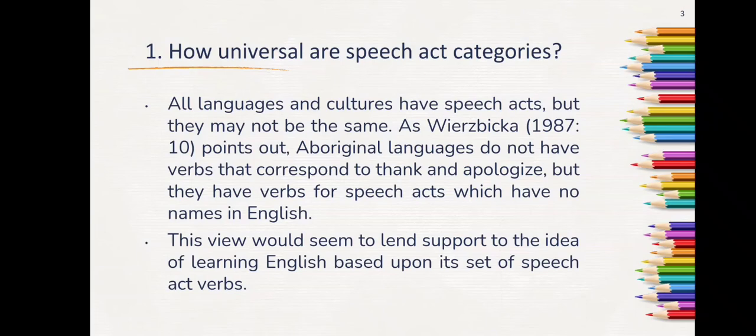As Wierzbicka in 1987 points out, Aboriginal languages do not have verbs that correspond to thank and apologize, but they have verbs for speech acts which have no names in English. On the other hand, Polish has two verbs which correspond roughly to English promise, but neither of which means exactly the same thing. As Hymes in 1962 claimed, the names of a culture's repertoire of speech acts encode the culture's view of its most relevant forms of talk. And this view would seem to lend support to the idea of learning English based upon its set of speech act verbs.